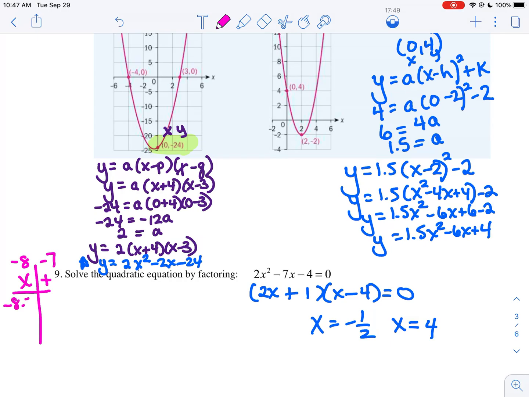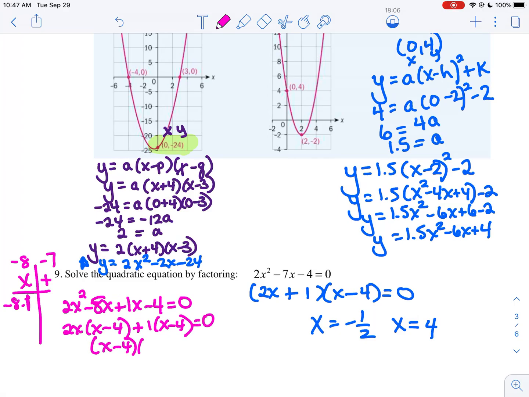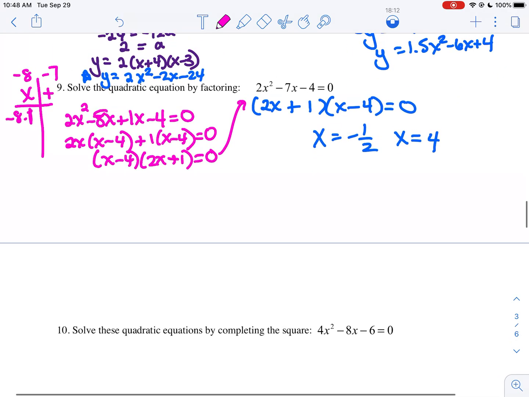So you are going to get negative 8 and 1. So then that's 2x squared minus 8x plus 1x minus 4. Then you factor by grouping, and you get x minus 4 times 2x plus 1. And then you jump to where I was there, okay? But I'm really, really hoping you guys can do trial and error.